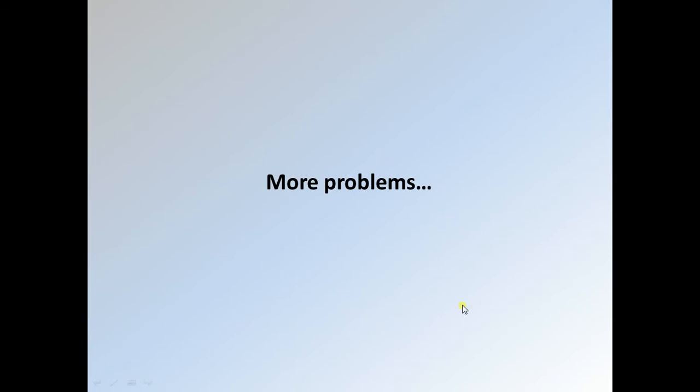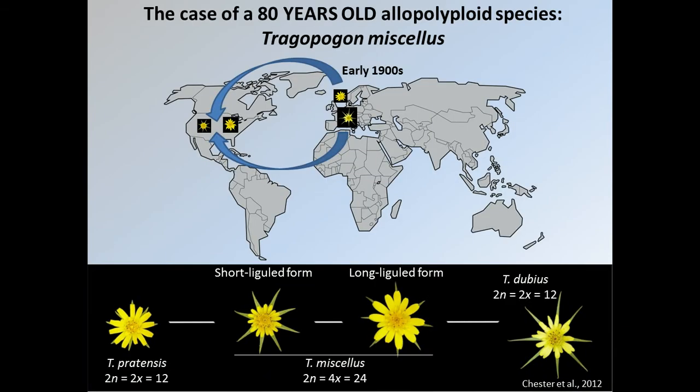But that's not it. On top of sterility, we're gonna now look at another problem that polyploids face. So let's take this example of Tragopogon species. Actually, there are two endemic species of Europe, Tragopogon pratensis and Tragopogon dubius. One more like Northern Europe and the other more like Southern Europe.